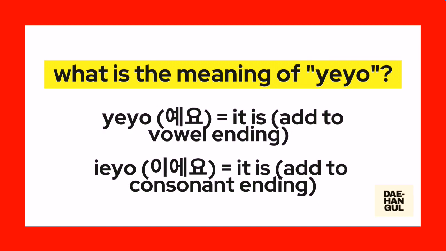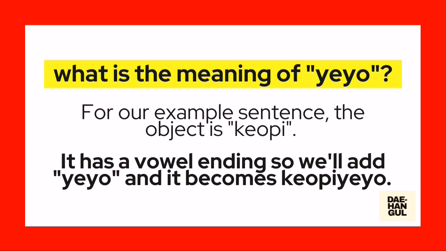What is the meaning of 예요? 예요 means it is. If the noun has a vowel ending, we'll be adding 예요. But if the noun has a consonant ending, we'll be adding 이에요. For our example sentence, the object is 커피, and since it has a vowel ending, we'll be adding 예요. So it results in 커피예요.